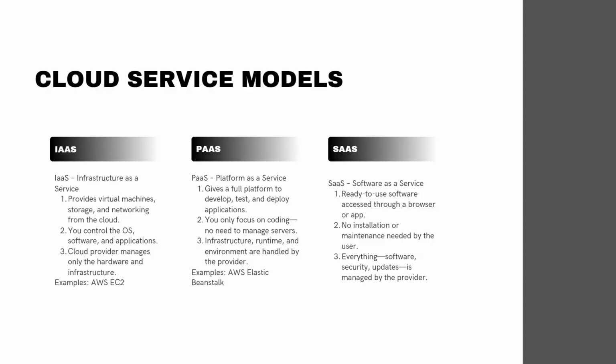So, what is infrastructure as a service? It provides basic cloud infrastructure like virtual machines, storage, and networks. You manage the software, and the cloud provider manages the hardware. Example: AWS EC2. And platform as a service gives you a ready-made platform to develop and run applications without managing servers. You focus on coding, and the provider handles the infrastructure.